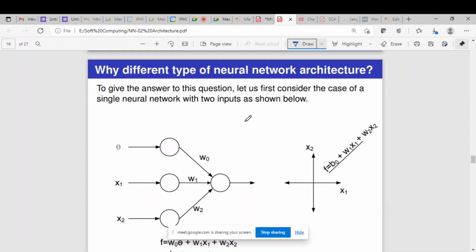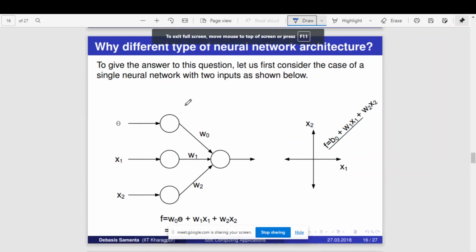So there is the question: why should we have this many architectures? Why can't we do with just one model of neural network? Let us try to answer that question. Why do we have different types of neural networks? Let us consider a simple case where we have a single layer neural network, with only one layer and two inputs.